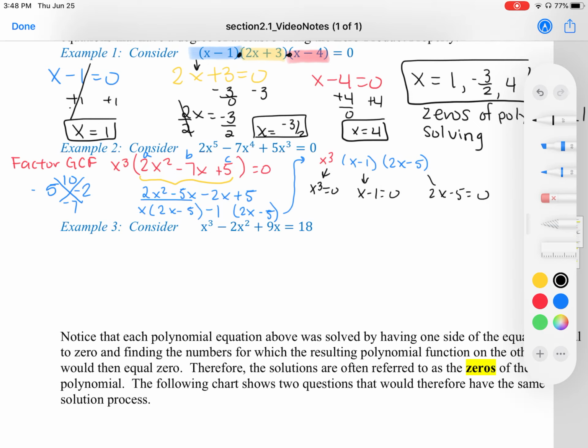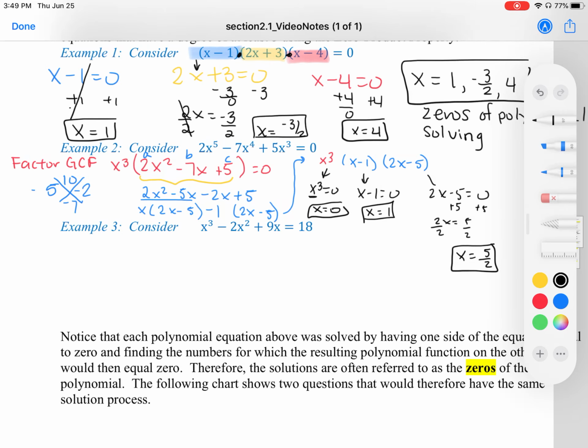All right. Well, what number can I raise to the 3rd power to get 0? Only 0 works. Here I add 1 to both sides. We're left with x equals 1. Here I add 5 to both sides. And then I divide by 2. We're left with x equals 5 over 2. So those are our answers.